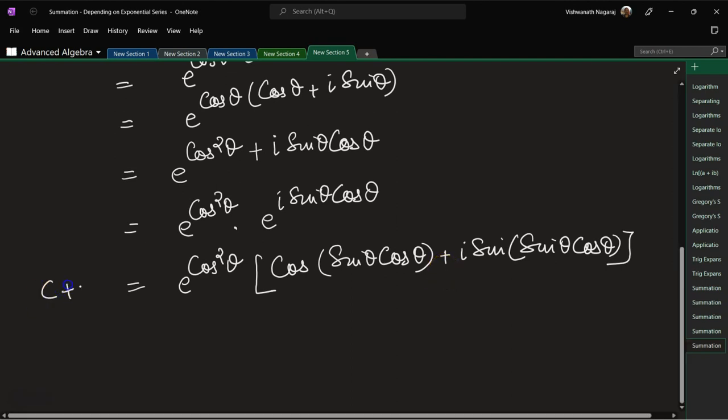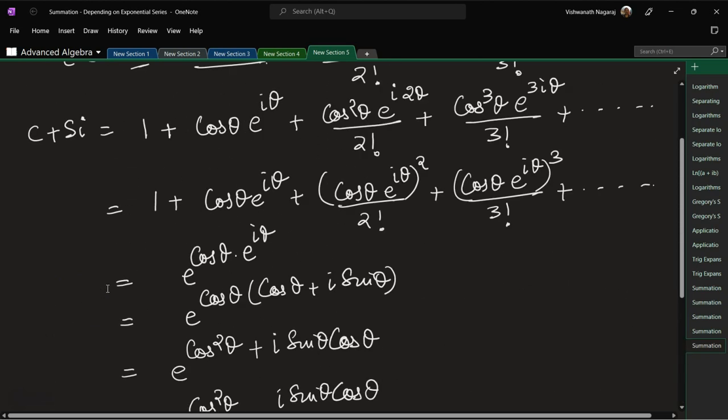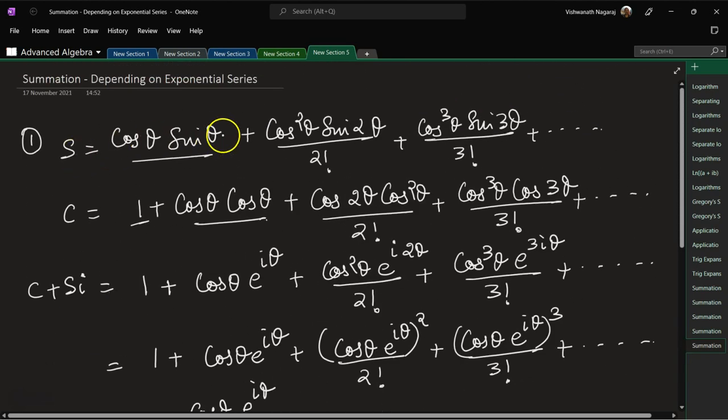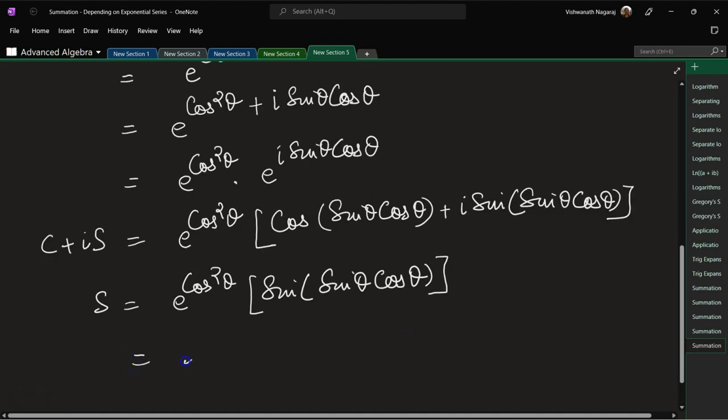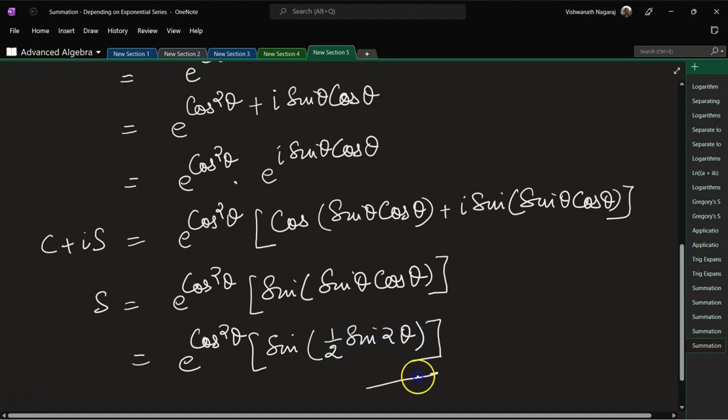So remember, this is C plus iS, and what do we have to figure out? We have to figure out S. So here S is the imaginary part. So S would be equal to e to the power of cos square theta times the imaginary part, that is sine of sine theta cos theta. And if we want, we can further write it as sine of sine theta cos theta can be written as half of sine 2 theta.